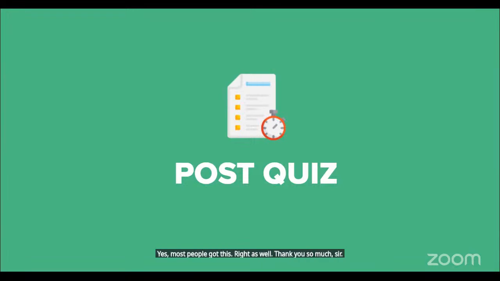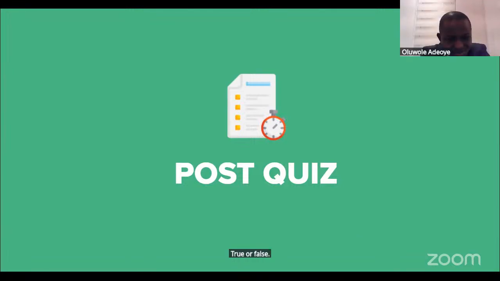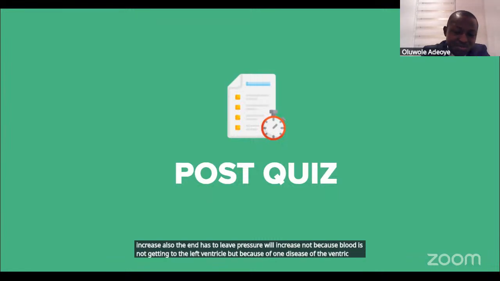And then the last question says pulmonary congestion is associated with a rise in filling pressure, increase in end diastolic volume, and sustained rise in LVEDP. True or false? It's true. If we follow the pathophysiology of paroxysmal nocturnal dyspnea, the left ventricle is not able to pump out blood as much as it is receiving. So the end diastolic volume will increase. Also, the end diastolic pressure will increase, not because blood is not getting to the left ventricle, but because of one disease of the ventricle or the other, it is not able to push the blood out.